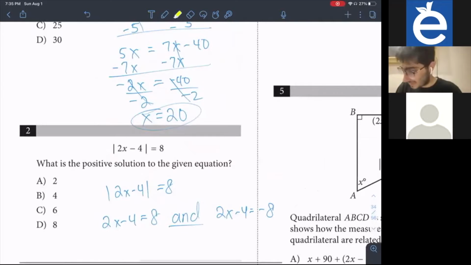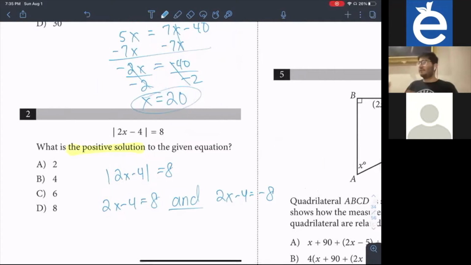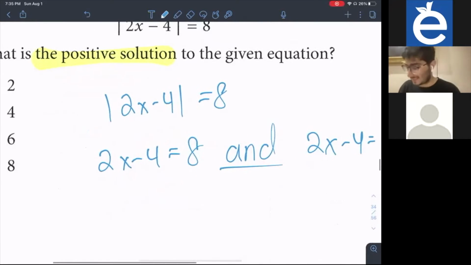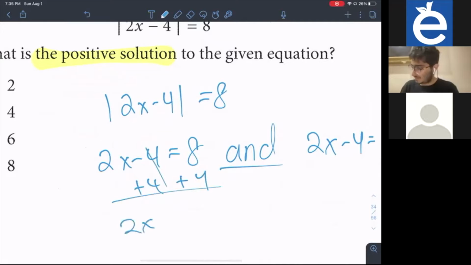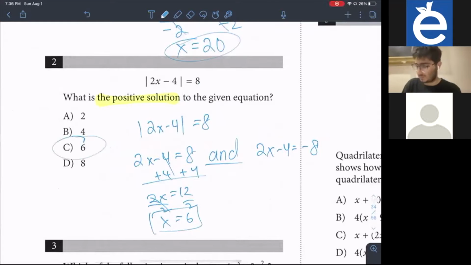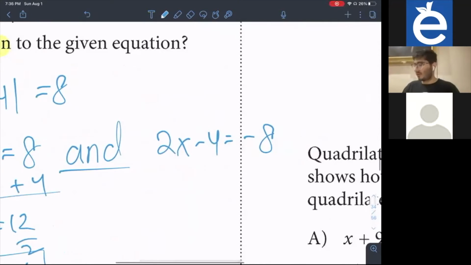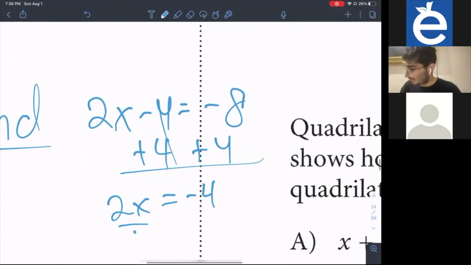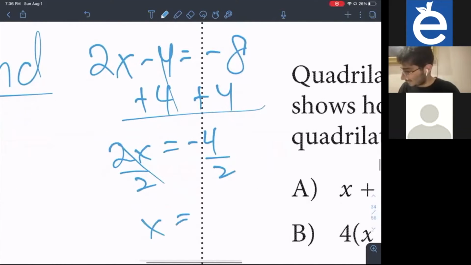But notice in the question, it says, what is the positive value? So I just solve for both and see which one is positive. It makes it very easy to solve. These are basic equations. To solve the first part, you would add 4 on both sides. 2x is equal to 12, and then divide by 2. x is equal to 6. We know that's our positive answer, choice C, but I just want to show the other answer. We can add 4 on this side to get 2x is equal to negative 4, and then divide by 2, and you get x is equal to negative 2.